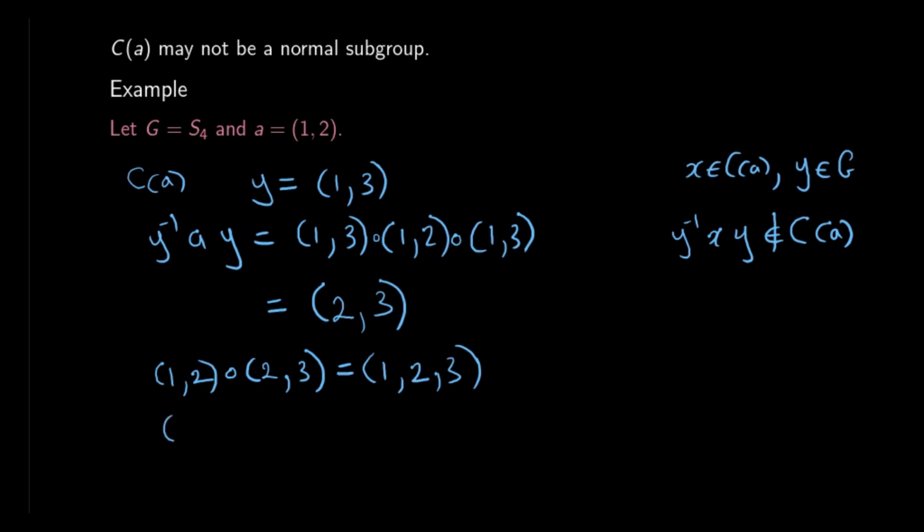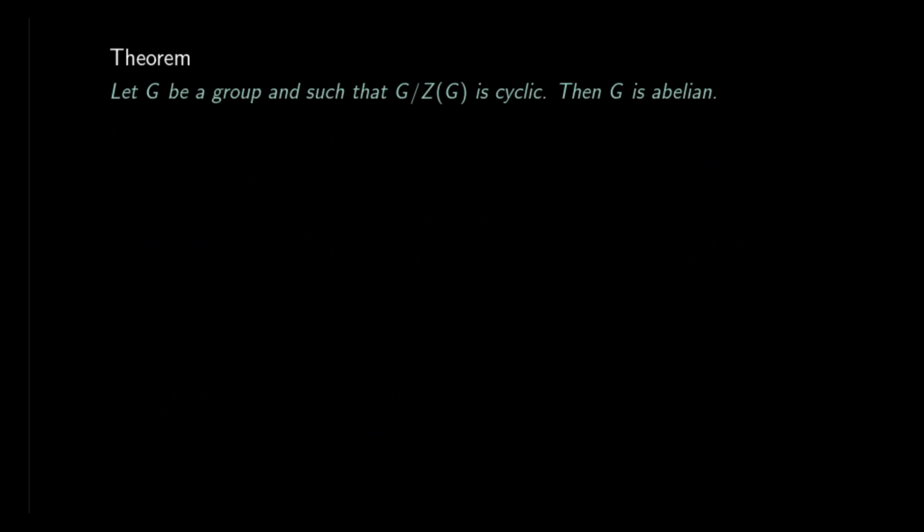Also, 2, 3 into 1, 2 is the permutation where 1 goes to 3 and 3 goes to 2. Since 1, 2, 3 and 1, 3, 2 are not the same permutations, we see that 2, 3 does not commute with 1, 2 and hence C of A is not a normal subgroup of G.